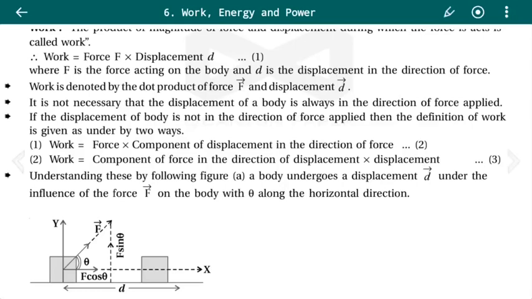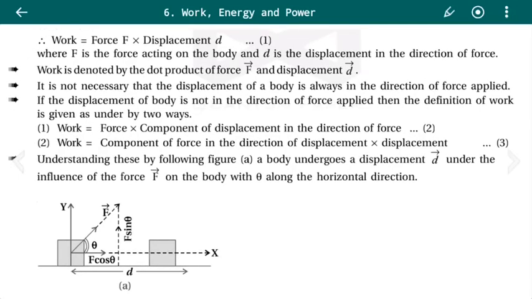But there can be a certain angle between the force and the displacement. It is not necessary that the angle will be 0 degree, 180 degree or 90 degree. It may be any other angle. So if the displacement of the body is not in the direction of the force applied, then the definition of work is given in two ways. First, we can write work equals force into component of the displacement in the direction of force, or work equals component of force in the direction of displacement into displacement.